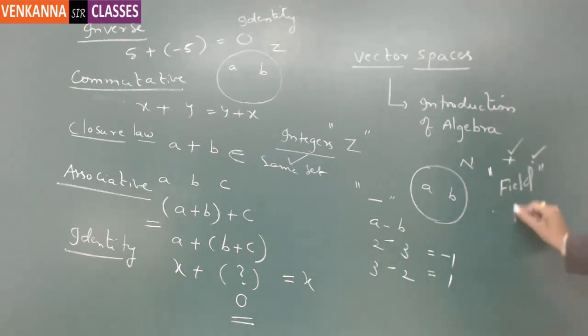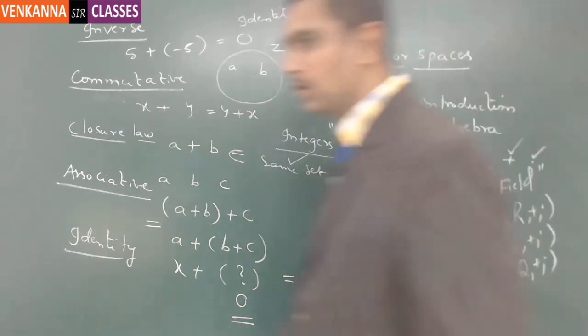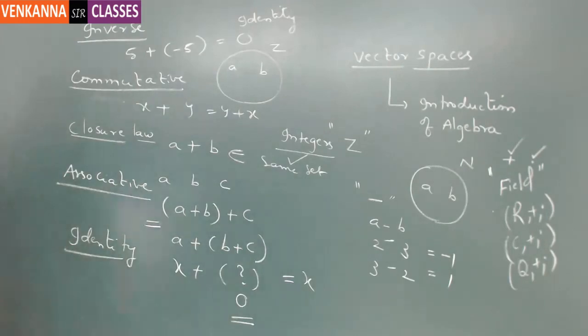The example is that the real number system is a field. The complex number system is a field. Similarly, the rational number system is a field. Okay. So these are some properties related to the number system. Any questions to anyone?